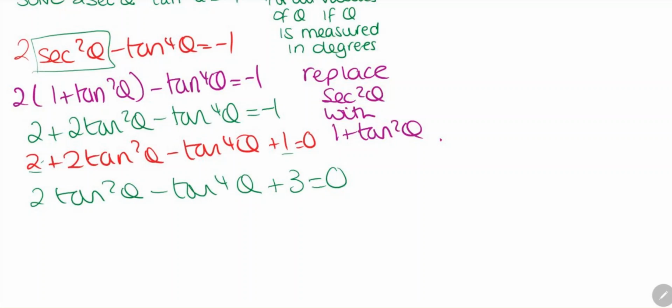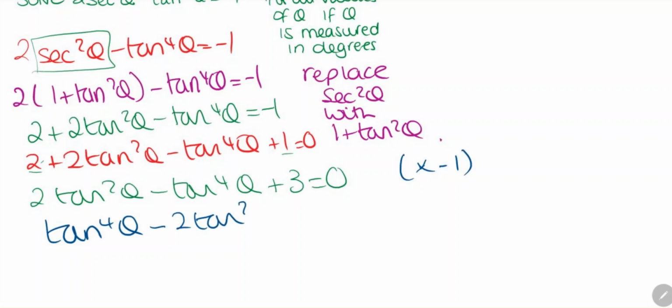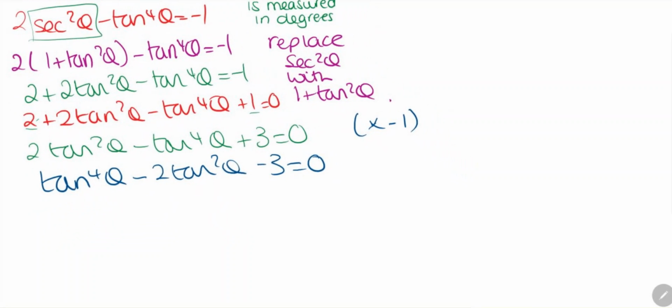Now I'm going to multiply this by minus 1. So I'll have tan to the 4th theta, and I'm going to rearrange, so minus 2 tan squared theta minus 3 is equal to 0. And I've done this so I can factor. So I'm looking for factors of 1 times minus 3, with a difference of minus 2, which is going to be minus 3 plus 1.